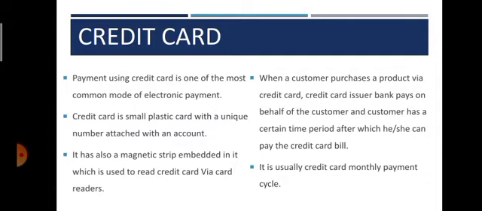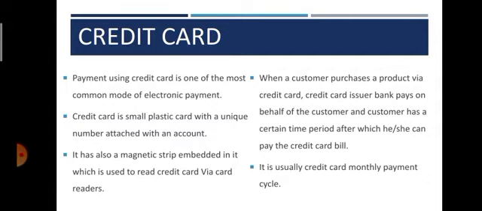This means that when you are buying any product, for example you are buying some clothes in a mall, and you are paying your bill with your credit card, then the bank who has issued you the credit card will pay the amount on your behalf. You do not need to pay the cash, you just have to swipe your credit card. Then the bank will pay the amount on your behalf.